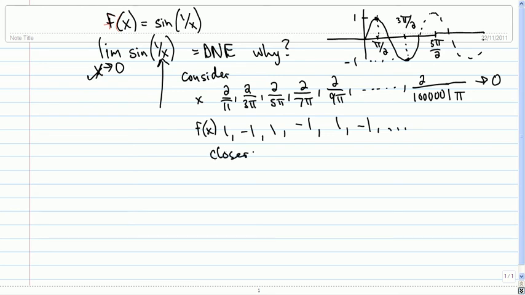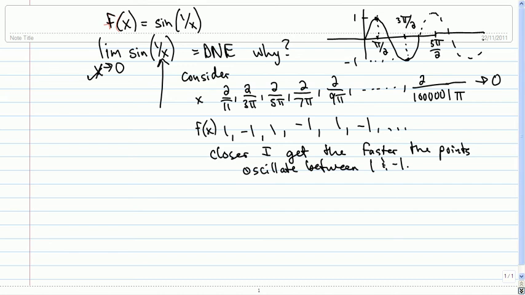The closer I get, the faster the points oscillate between 1 and negative 1. So of course that's a problem, because the limit, in order for it to exist, has to go to just a single value. That's why you see, as it gets closer and closer, it starts going more and more crazy like this.